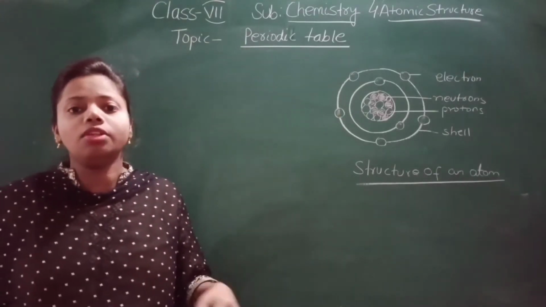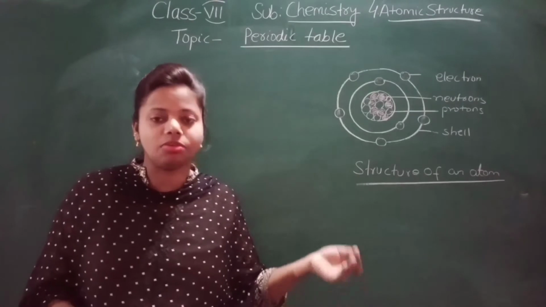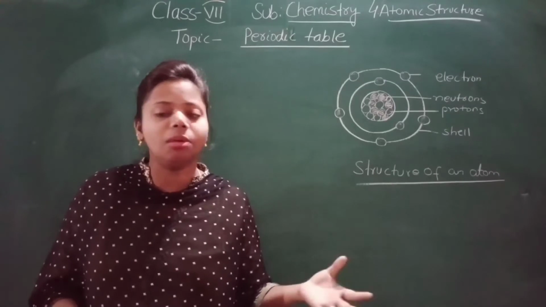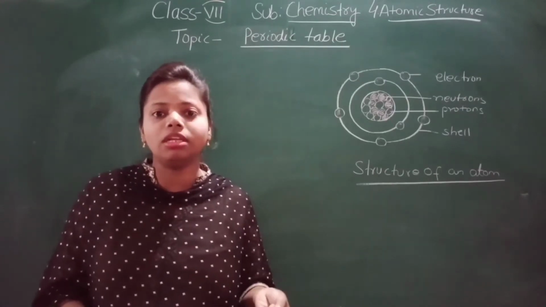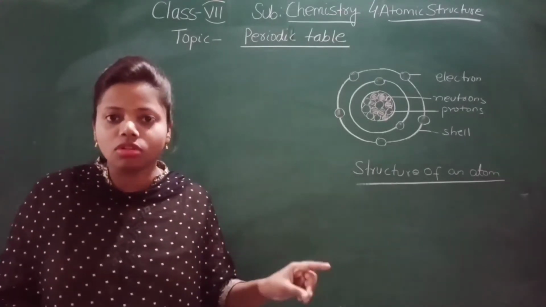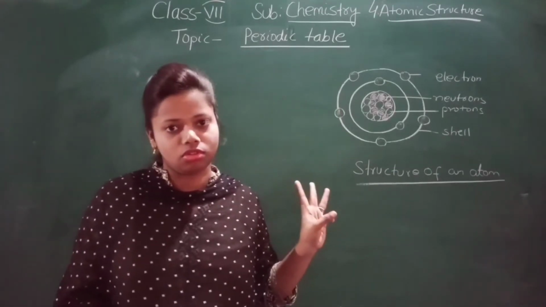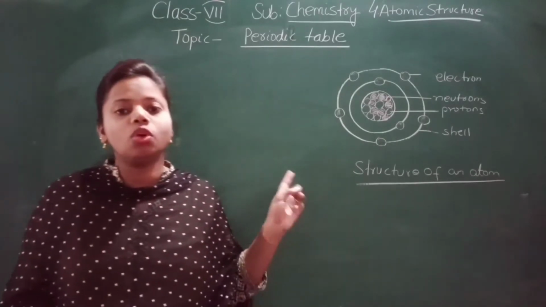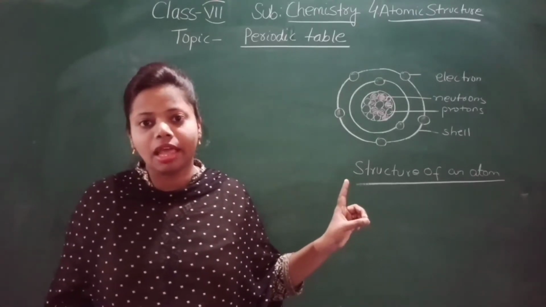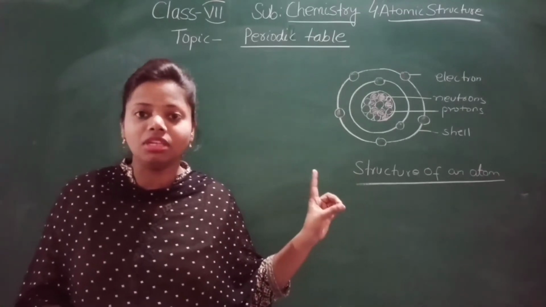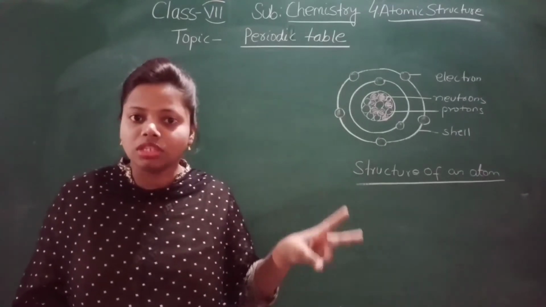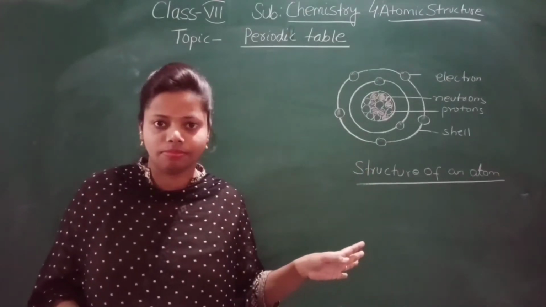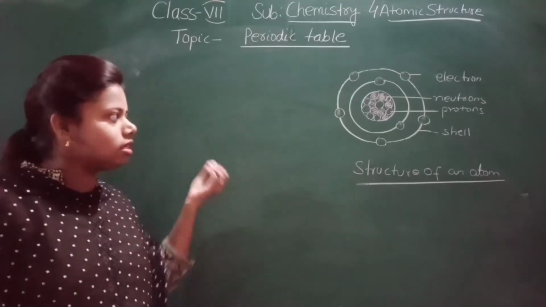After further studies, it was said that atoms are made up of three subatomic particles, or fundamental particles. What were the three subatomic particles? Electrons, protons and neutrons. Which charge do electrons have? They are negatively charged. Protons are positively charged, and neutrons are neutral. They have no charge.